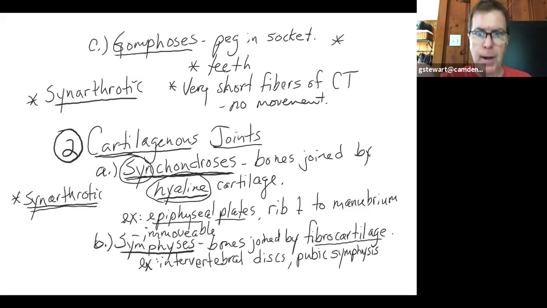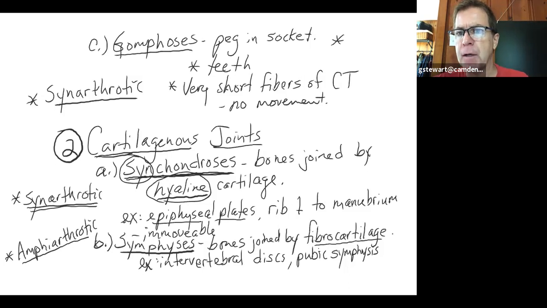And over here, I'm going to write these are amphiarthrotic because they are slightly movable. You know that you have some movement between the bones in your vertebral column. That's mostly provided by these intervertebral discs. Also, the pubic symphysis, you probably don't know that you have some movement there. For pregnant mothers, during childbirth, that symphysis actually softens and allows for expansion for delivery of the child. So that takes care of the cartilaginous joints.